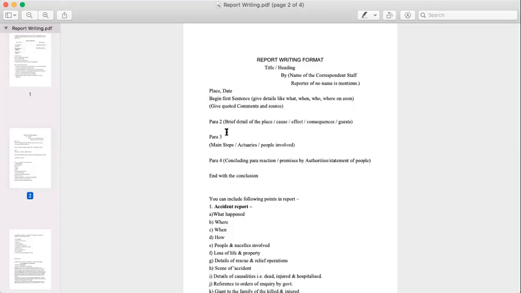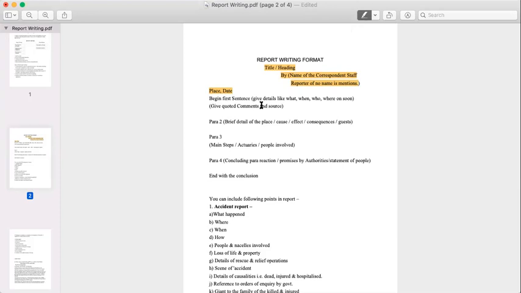Here is the format of report writing. First is your title or heading in the center. Then the by-name, which means the reporter's name, on the right hand side corner of the heading. After that, we leave a line, and we write place and date on the left hand side. Then we begin with the first sentence or the first paragraph.